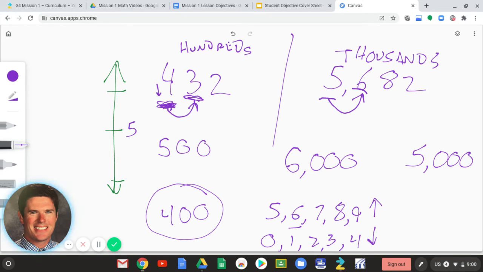So which one of those was rounding up? Was it the 6,000 or was it the 5,000? It was the 6,000. So we could say rounding 5,682 to the nearest 1,000 is about 6,000.